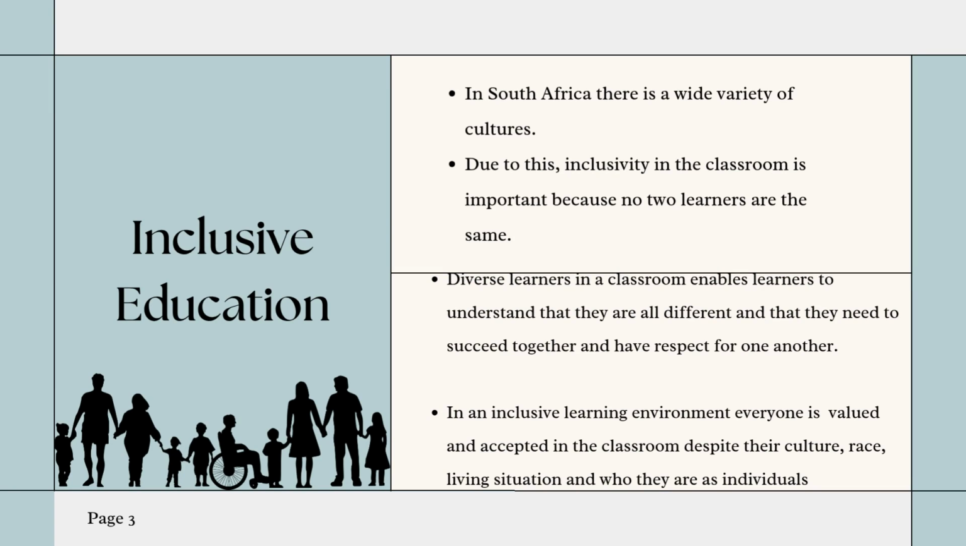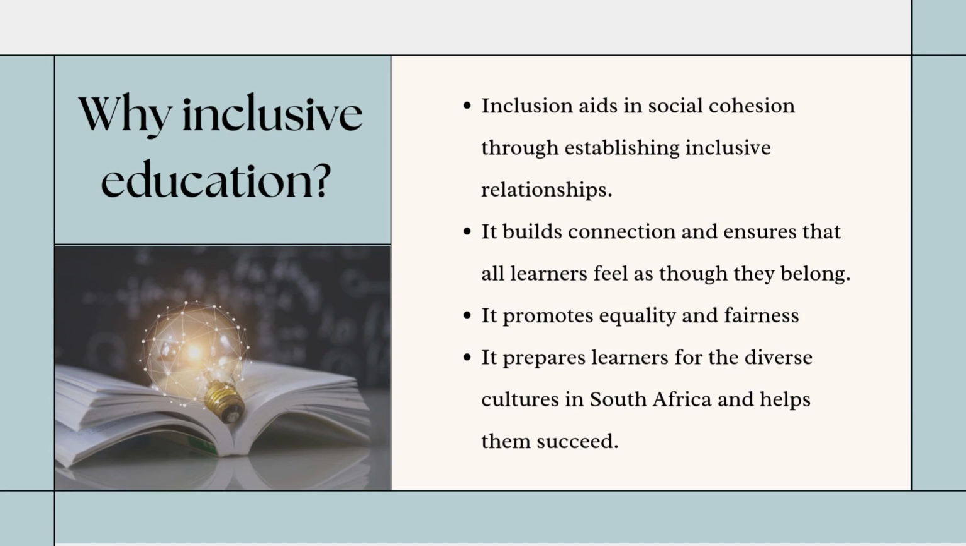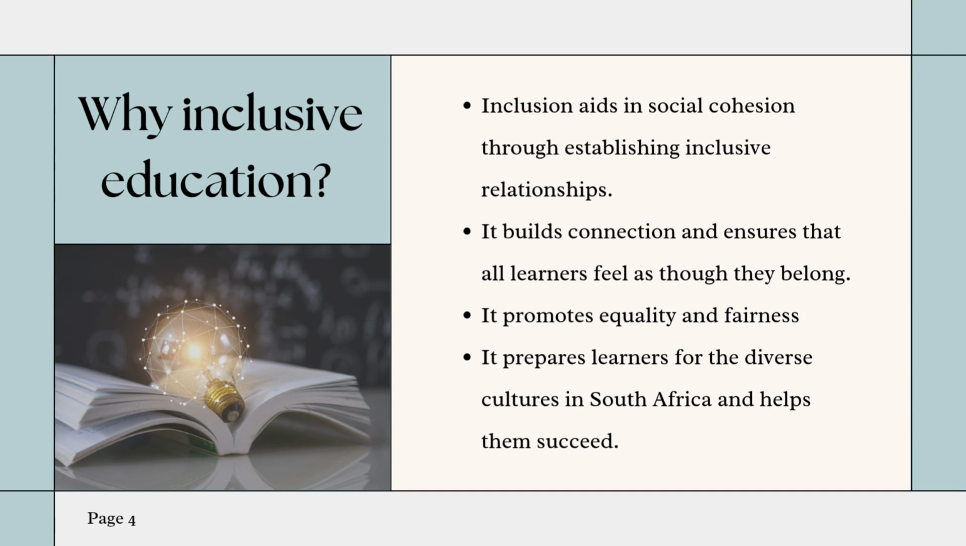Due to the fact that there is such a diverse group of people in South Africa, inclusive education enables all learners, despite their backgrounds, to come together and learn in an environment that supports all of their learning needs equally. Inclusive education establishes inclusive relationships between the learners themselves and with us as the educator, and aids in social cohesion, allowing learners to be in the same learning environment together.